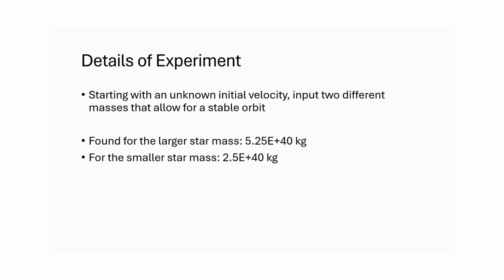As for the details of the experiment, the unknown initial velocity is what we started with, and I had to input two different masses for each of the stars to allow for a stable orbit of the two. I was able to find that two masses that worked pretty well were 5.25e40 and 2.5e40. I don't think this is the only pair, but this is one of the ones that I found that worked really well.